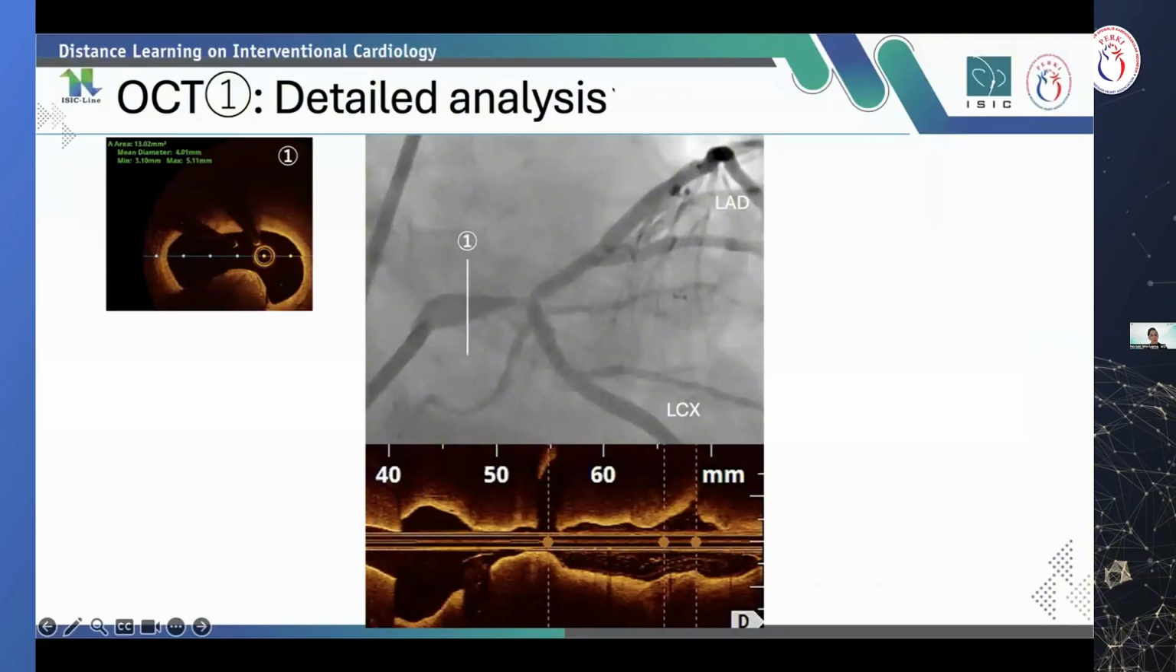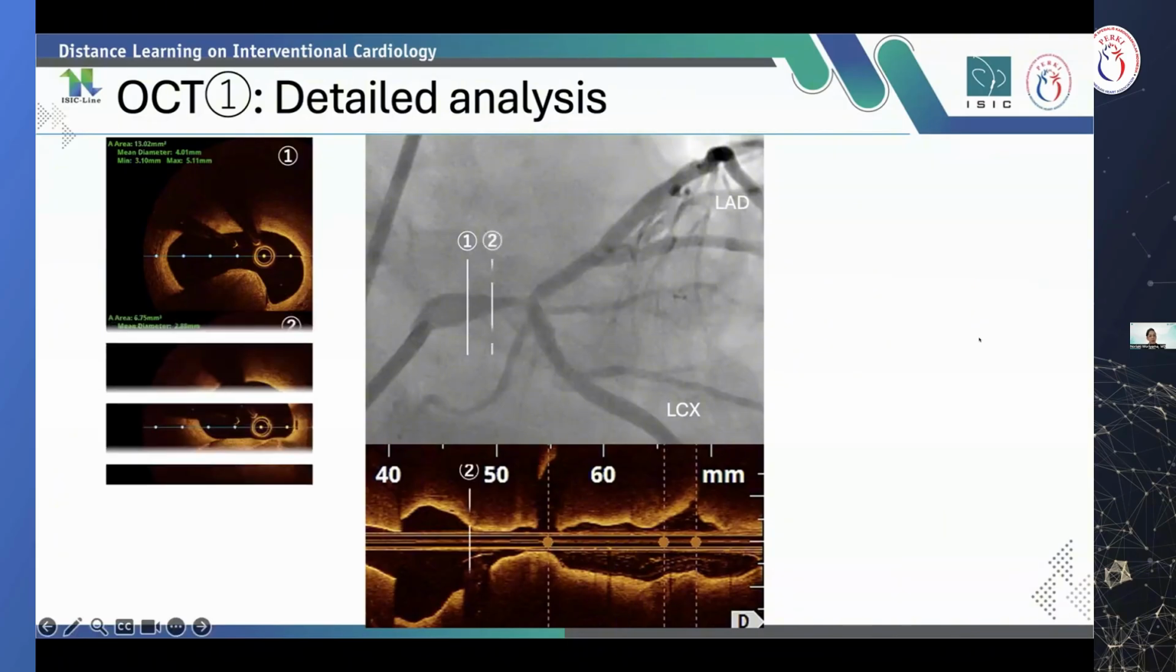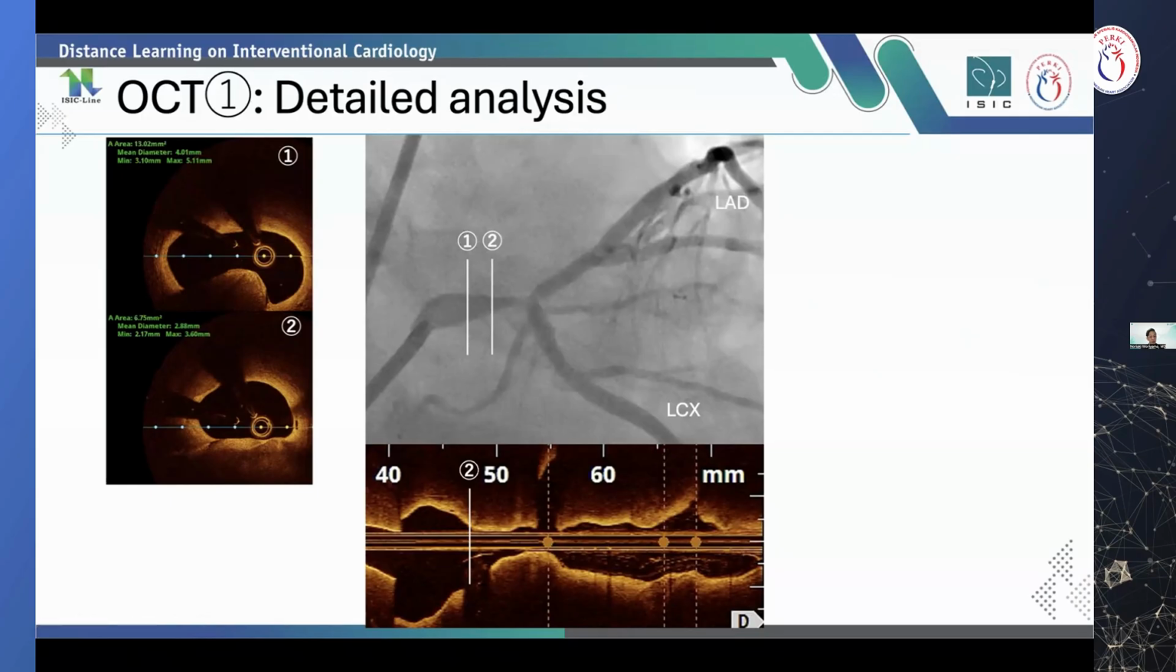So this is the proximal left main. We can see the calcified nodule. The vessel size is very large. Probably we cannot modify this calcified nodule, so I decided not to touch it in this session. Probably this is near the landing zone. And also with OCT, longitudinal assessment is very important.